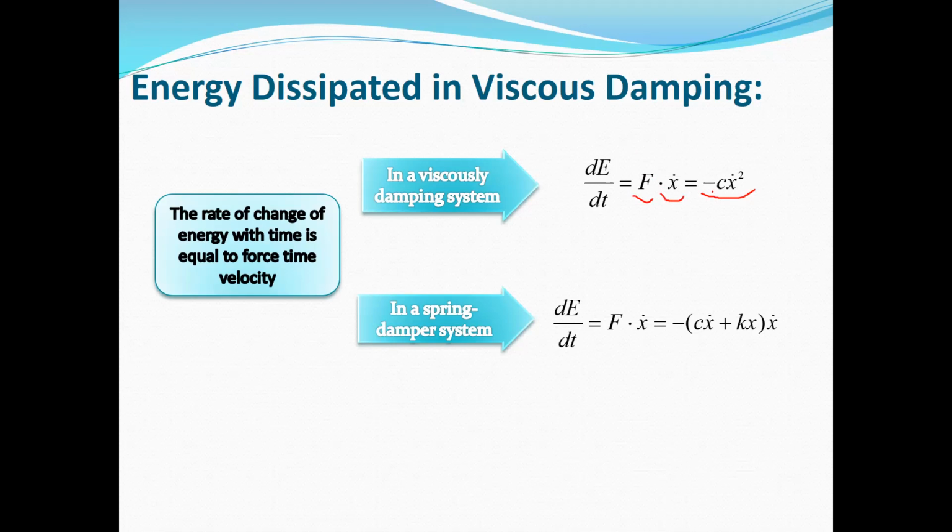c x dot squared, and also we have one negative sign here because the force is in the negative direction of the motion, so we can assume one negative sign for the force, and the velocity is x dot. So this is the force in dE/dt, or the derivative of the energy with respect to time, or the rate of change of energy with respect to time, and it's equal to minus c x dot squared. And this is for a system with one damper.